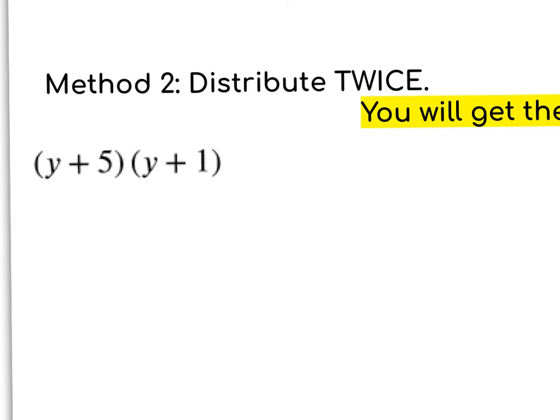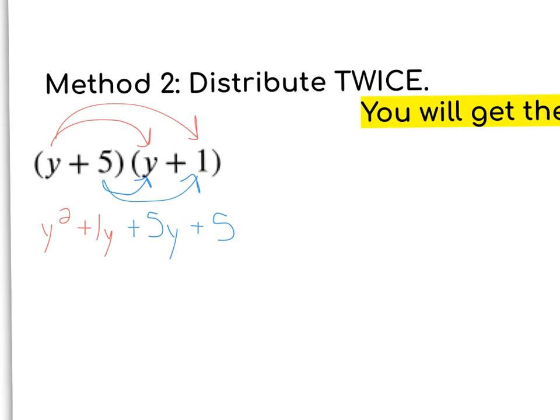All right, so here's what we do. First thing we're going to do is distribute the y. So y times y is y squared, and y times 1 is 1y, or just y. I'd be fine with that. Then we're going to distribute the 5y, the 5, just the 5. So 5 times y is 5y, and 5 times 1 is 5.